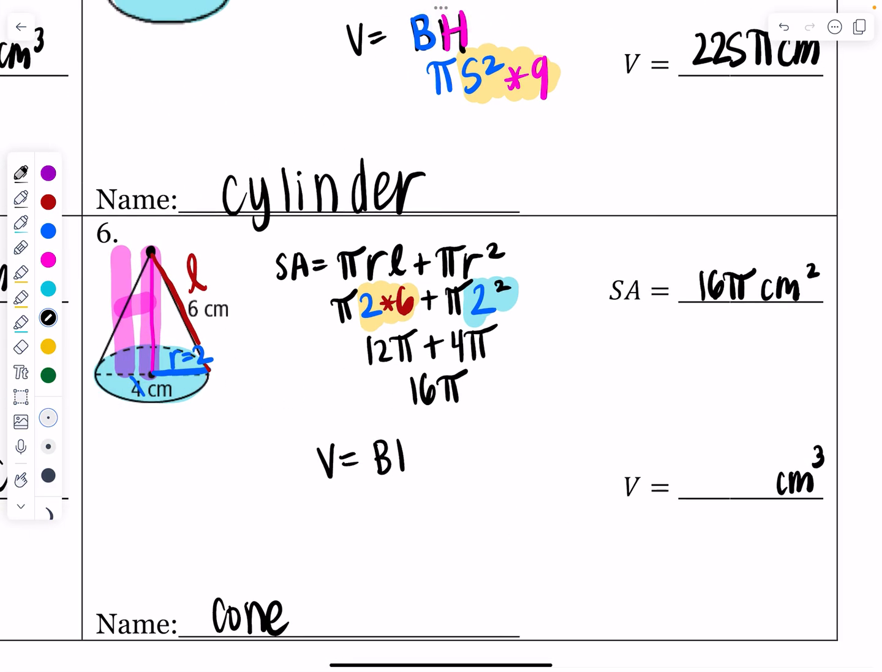Volume is base times height divided by 3. You don't have to memorize that. Remember that it's in our formula list. We've already found the area of the base. That was going to be pi r squared. So pi 2 squared times my height. Now the height I am missing. I need to find my height.